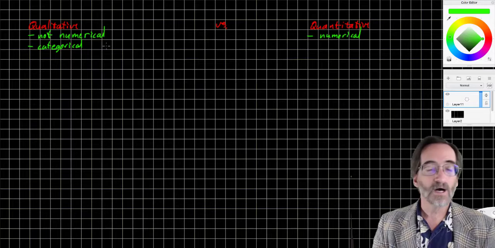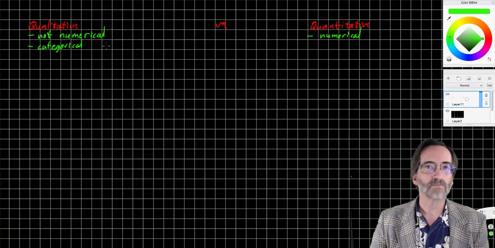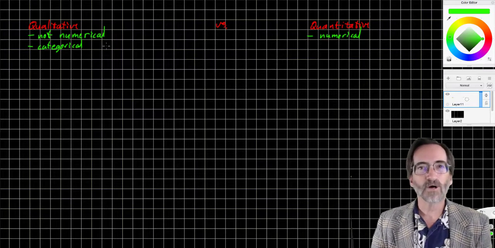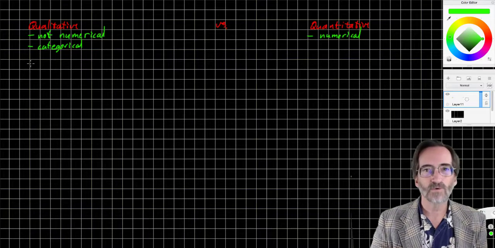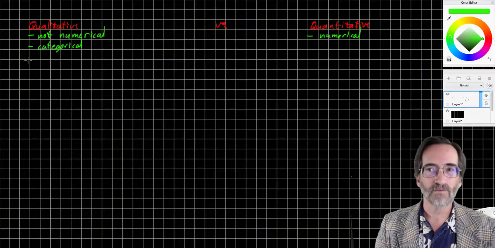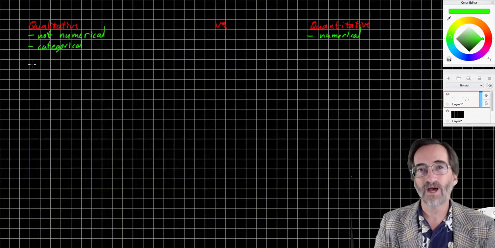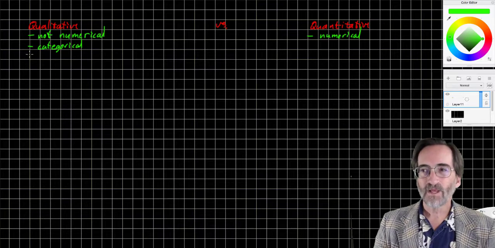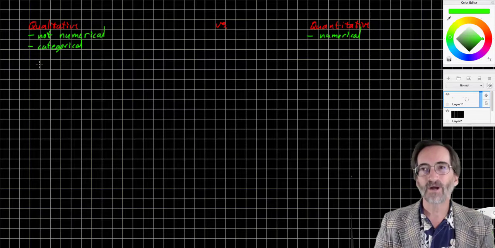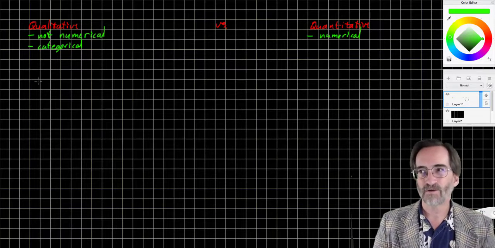So things like color. Put all the red marbles over there. Put all the blue marbles over there. What grade you are in school can be considered qualitative if we're just talking about categories: freshman, sophomore, junior, senior. We can talk about smell, and we can talk about anything that is not numerical. That would be qualitative data.